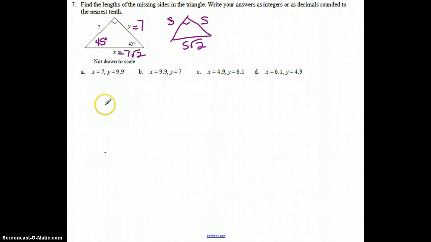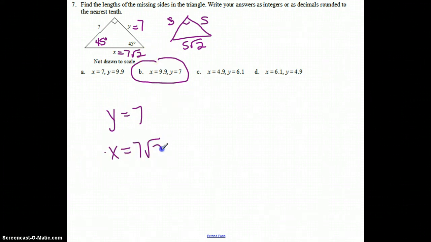So first of all, on this one, it's easy to see that Y has got to be 7. And really, the only one that has Y being 7 is this one. So let's hope that X matches that. So X is supposed to be 7 square root of 2. If I put 7 times the square root of 2 in my calculator, I get 9.899, keeps going. If I round that to the nearest tenth, that would be 9.9, which does match what B has.